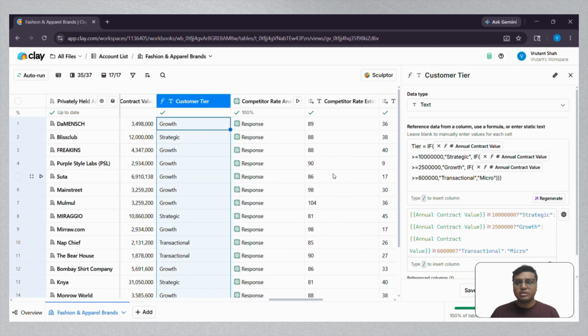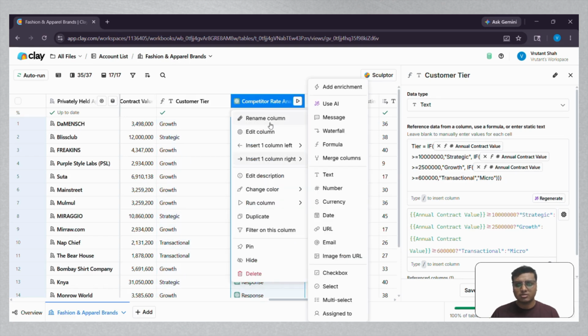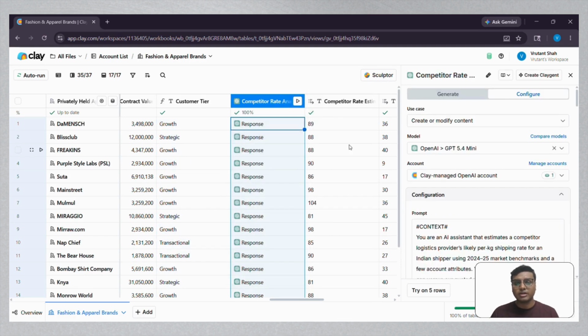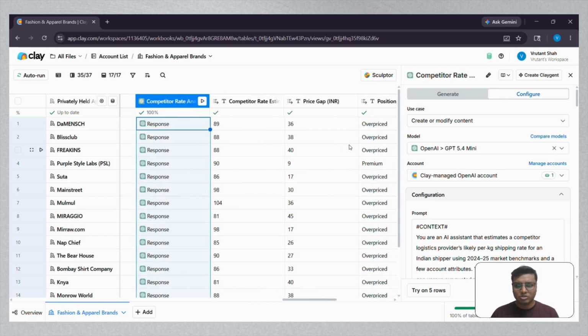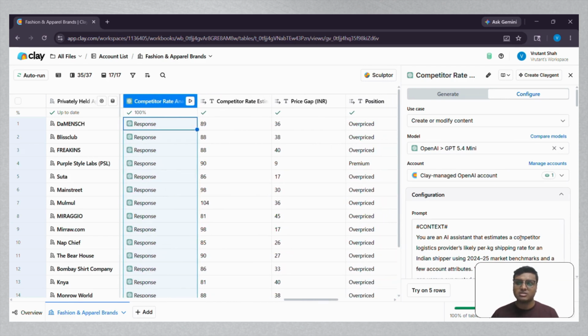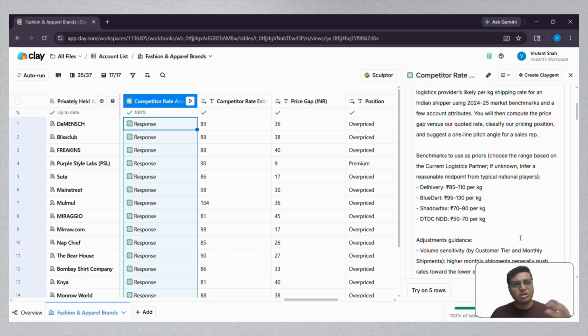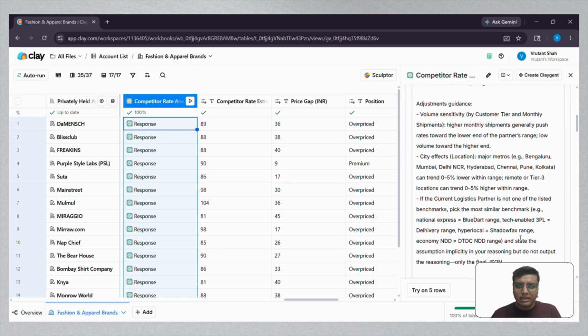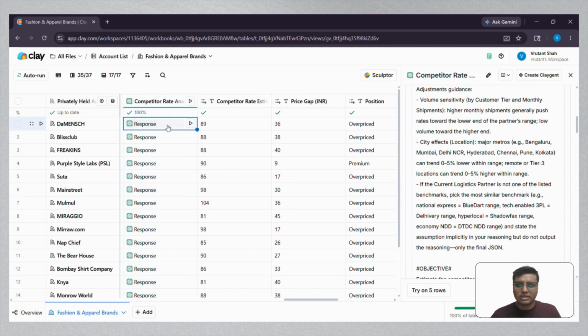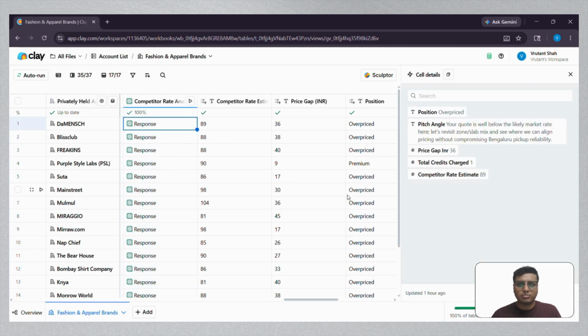Now, the next thing we are doing is trying to understand how to position our pricing. This is where we benchmark our quoted rate against what the competitor is likely charging. We have created an AI prompt again over here that estimates the competitor's base rates based on any publicly available information. The output we are getting is their exact base rate. We are even calculating the price gap and how they are positioned in comparison to the rates that we calculated. It is also giving us a pitch angle. So say, for example, if it is an overpriced rate, we can directly say that we should revisit this or we can work on a better rate.